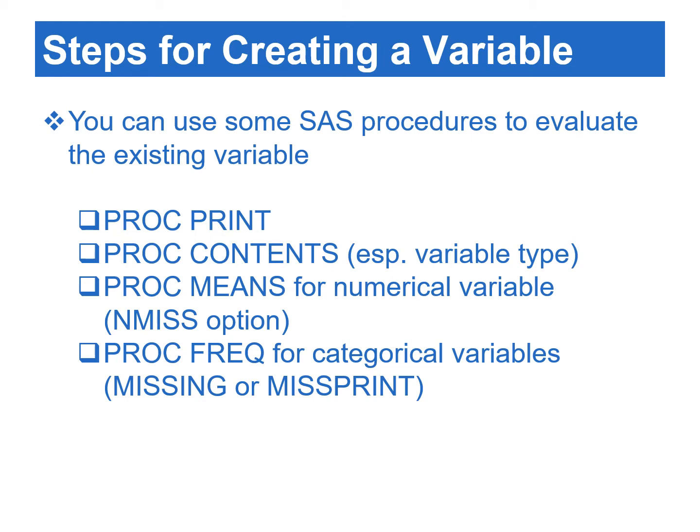We can use proc means to evaluate the distribution of numeric variables. Using the n-miss option in proc means is especially useful for examining missing numerical values. To examine the frequency of a categorical variable, we can use proc freq. We can use the missing or missprint options in proc freq to check whether a categorical variable contains missing values.